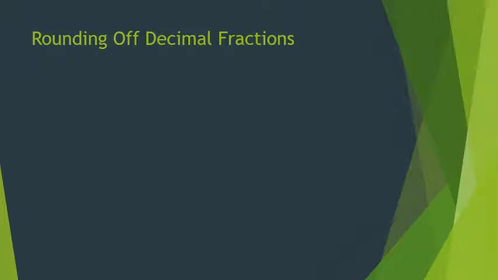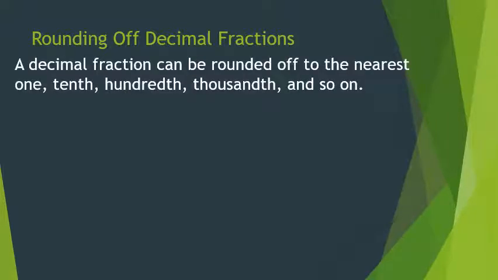Now let's do the sum on the rounding off of decimal fractions. Children, a decimal fraction can be rounded off to the nearest 1, tenth, hundredth, thousandth and so on. Tenth place is the first place of decimal, hundredth place is the second place of decimal, thousandth place is the third place of decimal and so on.